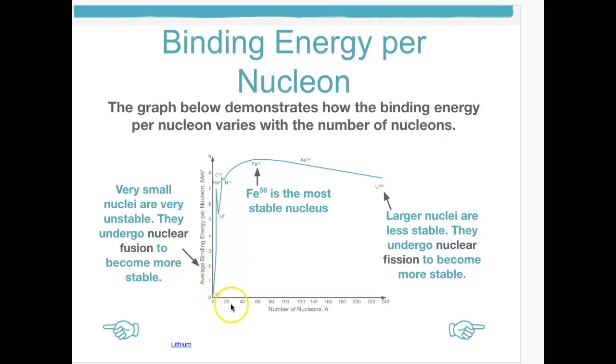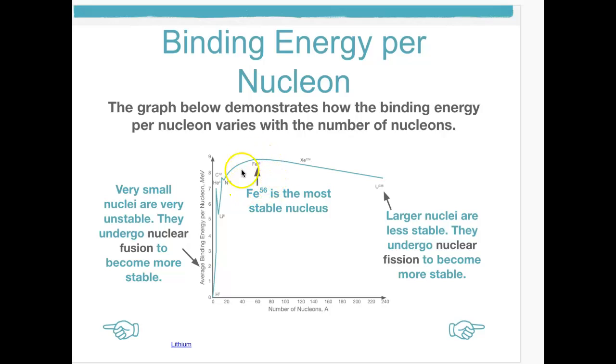The first area here shows very small nuclei, which are very unstable. Why are they very unstable? Because they have a low binding energy per nucleon. These undergo nuclear fusion. They fuse together to create larger nuclei, which have greater stability and greater binding energy.